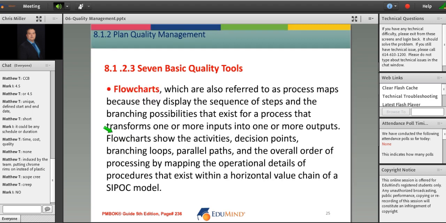All right, flow charts, which are also referred to as process maps, display the sequence of steps and the branching possibilities that exist for a process that transforms one or more inputs into one or more outputs. Flow charts show the activities, the decision points, branching loops, parallel paths, and the overall order of processing by mapping the operational details of procedures that exist within the horizontal value chain of a SIPOC model, which is just supplier, inputs, process, output, and customer. The SIPOC model we'll talk about briefly, but I don't think you'll see it on the exam. As far as the quality tools, you just want to know what they are, what they're basically used for, and maybe a brief summary of each of them, and we'll go over those here.